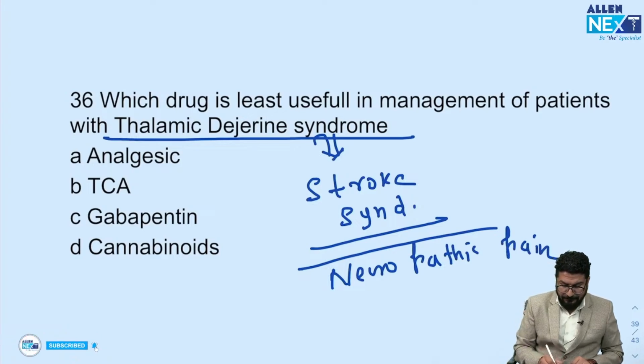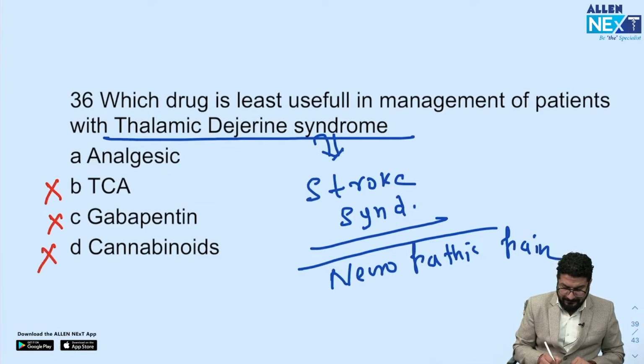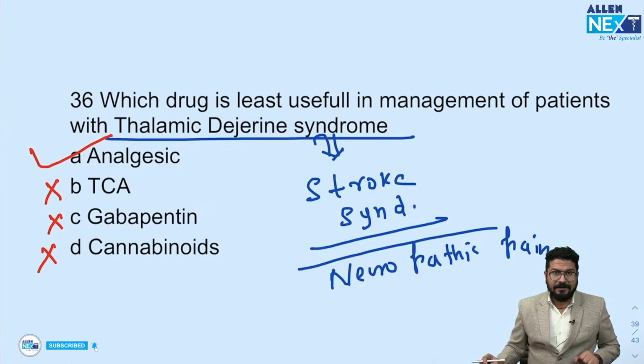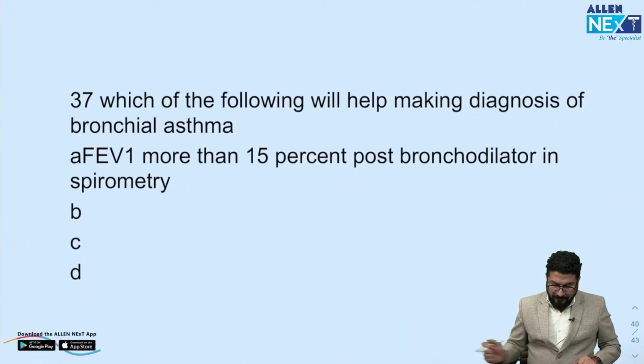In neuropathic pain, you can use TCA, yes. You can use gabapentin, yes. You can use cannabinoids, yes. There is no role of analgesics. Analgesics are not that effective in a patient with neuropathic pain. That's very, very important. Clear? Okay, moving to next one.